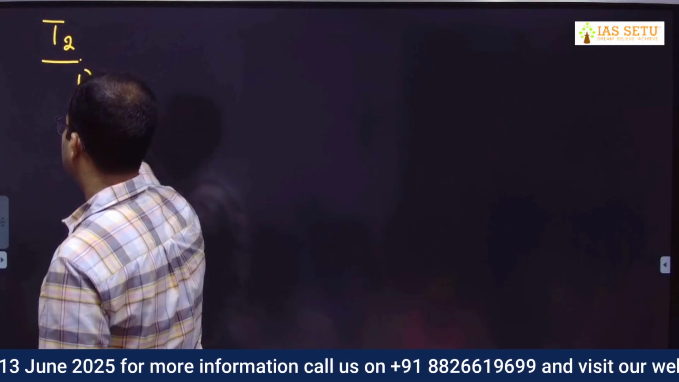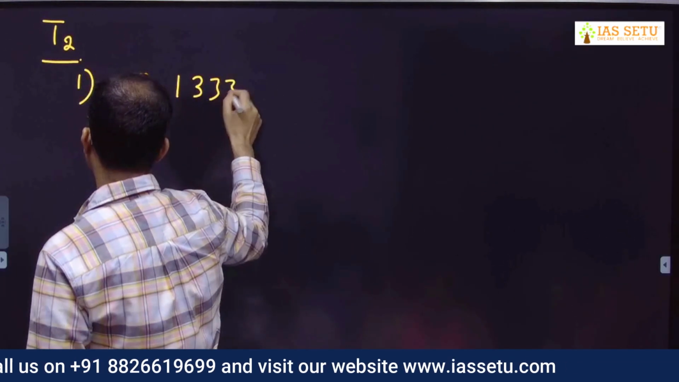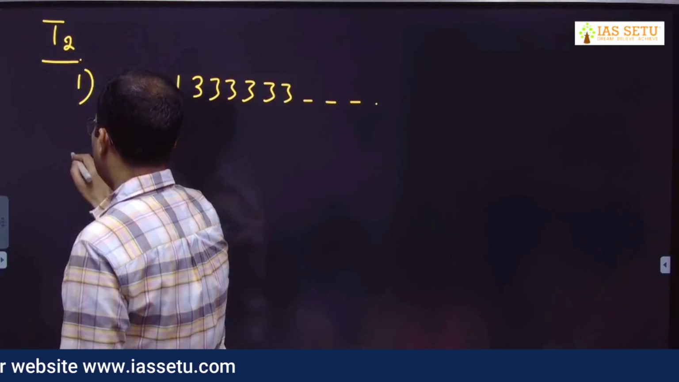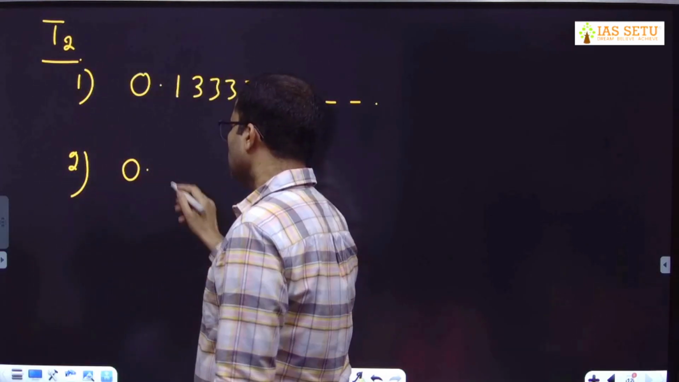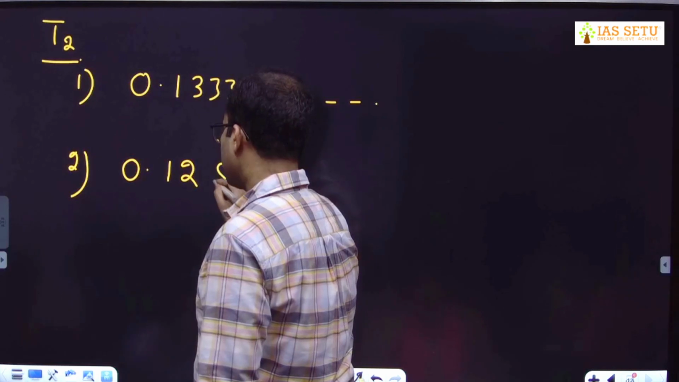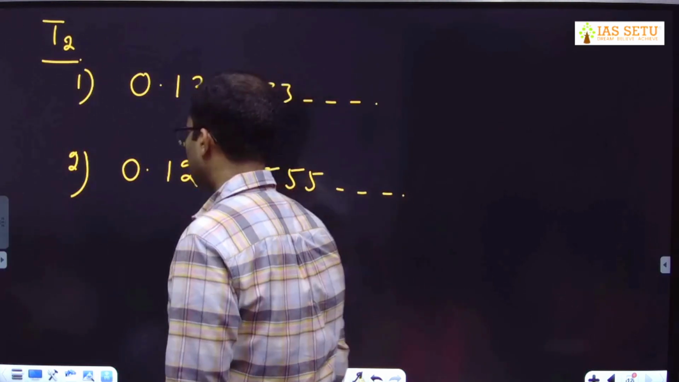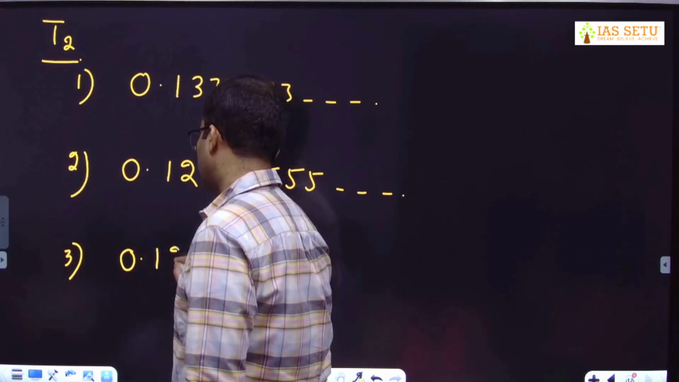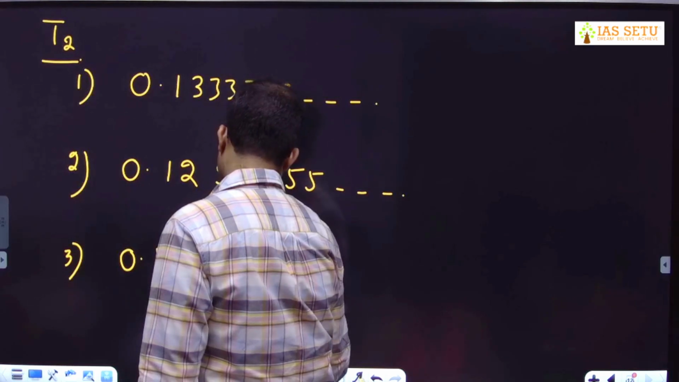My example number 1, 0.133333. Second example, 0.12555555. Third example, 0.12676767 and so on.